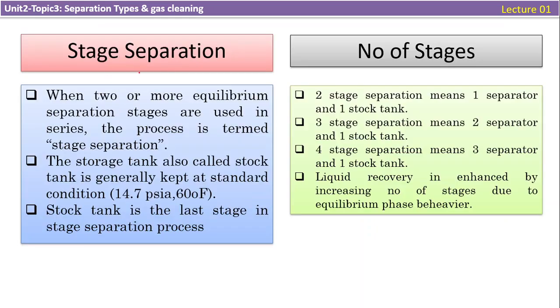So the first thing is the stage separation. So what is the meaning of the stage separation? Basically, when two or more equilibrium separation stages are used in series, the process is termed as stage separation. The stage separation means the separation in series, means after the first stage the material goes to the second stage and so on.